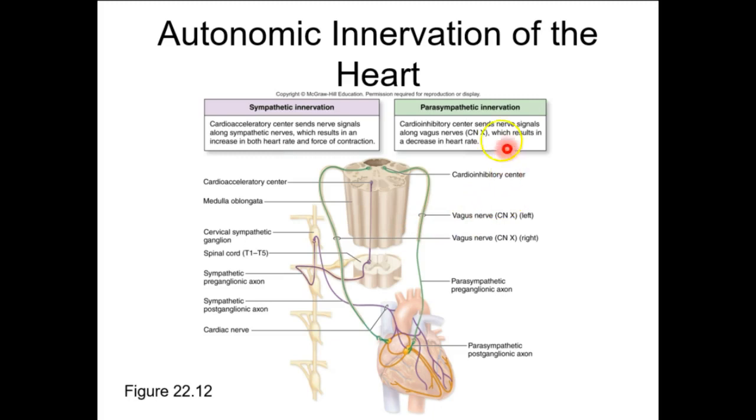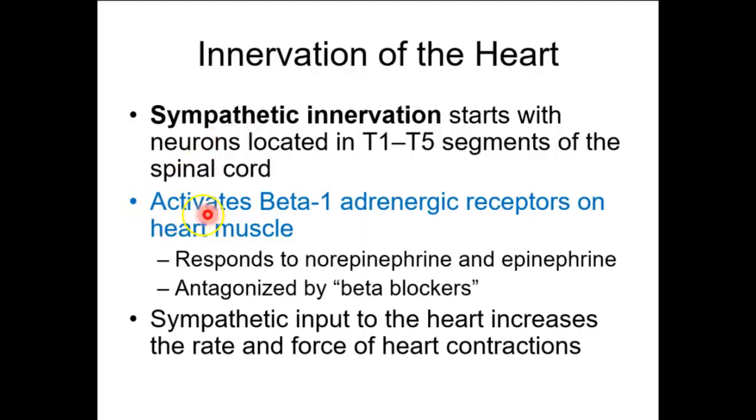And again, you do have the vagus nerve, cranial nerve 10, innervating both the SA and the AV. There's that green line right there. There's the SA, there's the AV. And then you have sympathetic innervation. It actually activates beta-1 adrenergic receptors of the heart muscle. I'm putting the full word, beta-1 adrenergic receptors. That's important for you really long term.